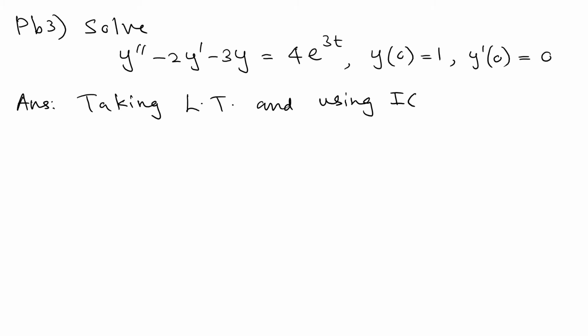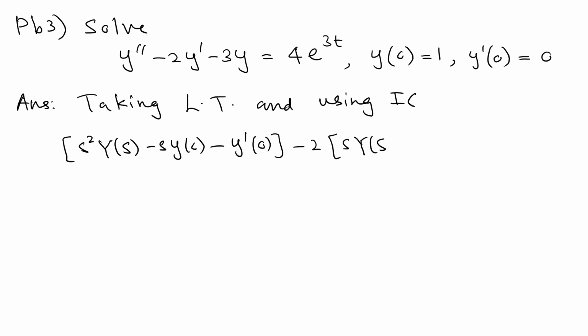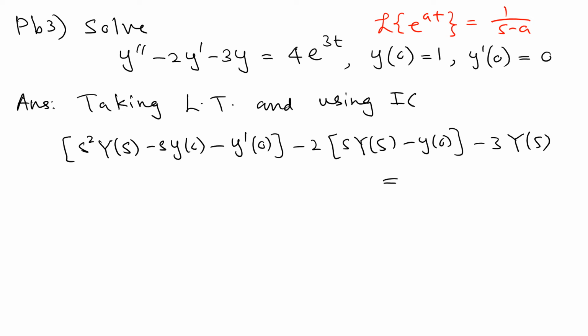So the first term is s squared Y(s) minus s y(0) minus y prime(0). Then the next two terms: negative 2 times s Y(s) minus y(0), and the third term, negative 3 Y(s). On the other side, you can see there's the exponential function, so we can use the property here. We know that the Laplace transform of e^(at) equals 1 over s minus a. Because of that, you can write this one as 4 over s minus 3.